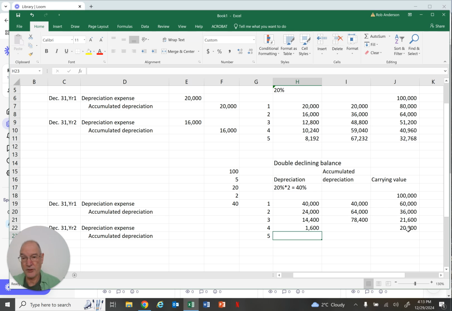So you see how the double declining balance will often cut into your residual, and you'll have to back off on your depreciation expense. So, if you still think that 20,000 is the right amount for residual, then your year 5 depreciation is a 0 because you can't go under 20.